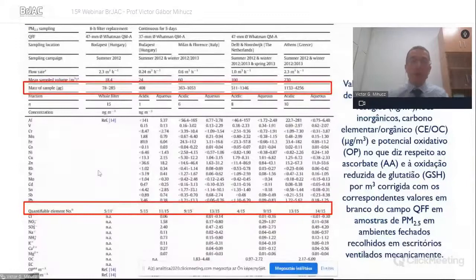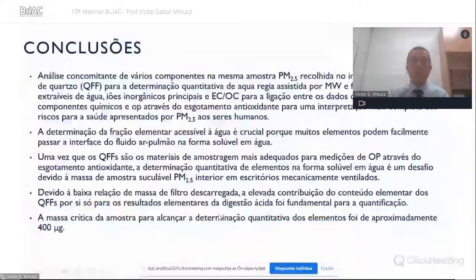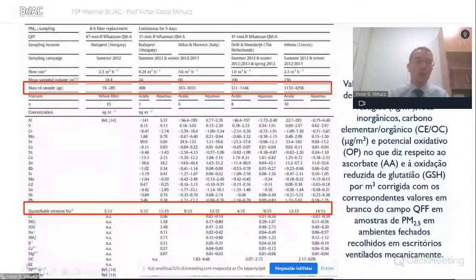And what we identified is that at least 400 micrograms of PM 2.5 sample is needed to get some elemental information. Otherwise, in terms of oxidative potential, OC, EC measurements, we had no problem. Always the crucial factor was the determination of elements.